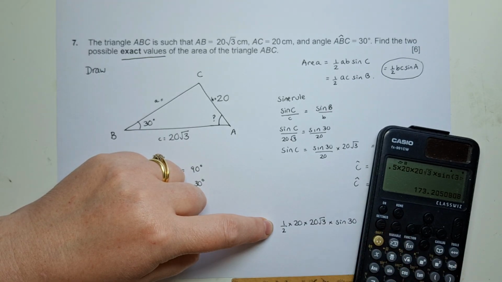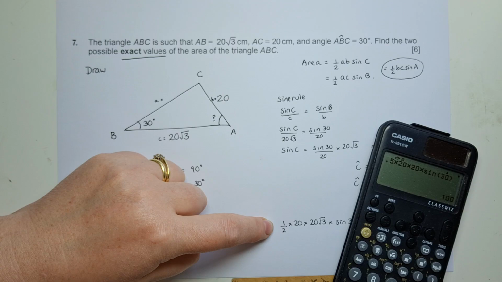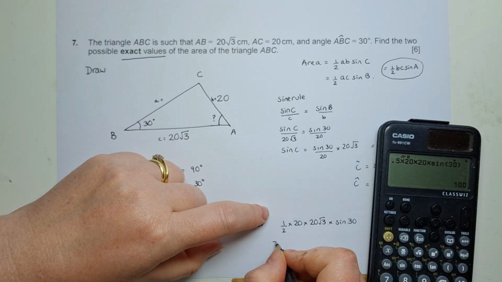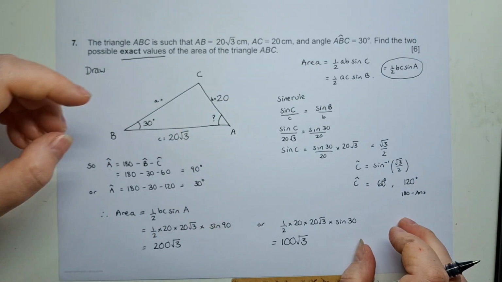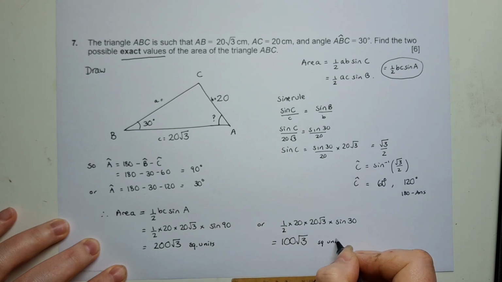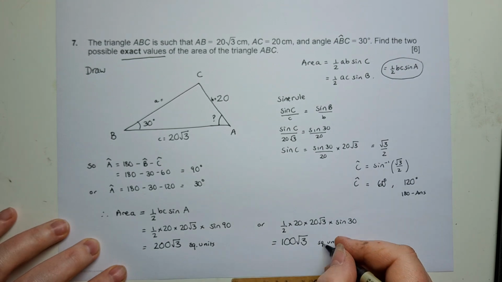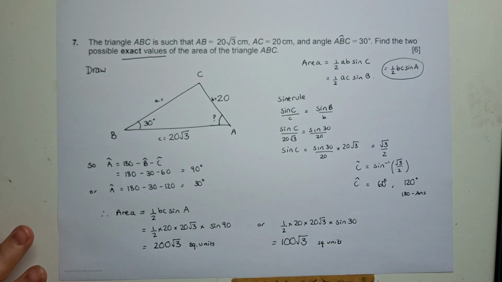Okay, let's just type it in without the root 3. A half times 20 times 20 times sine 30. Yeah, 100. So it's 100 root 3. Okay, so those are my two possible exact values. You can put square units if you want to. So just trying to catch you out at the end, really, asking for exact values. Okay, if your calculator gave you those as surds anyway, that's lovely. I'm not quite sure why mine isn't at the moment, but I'll fix it.